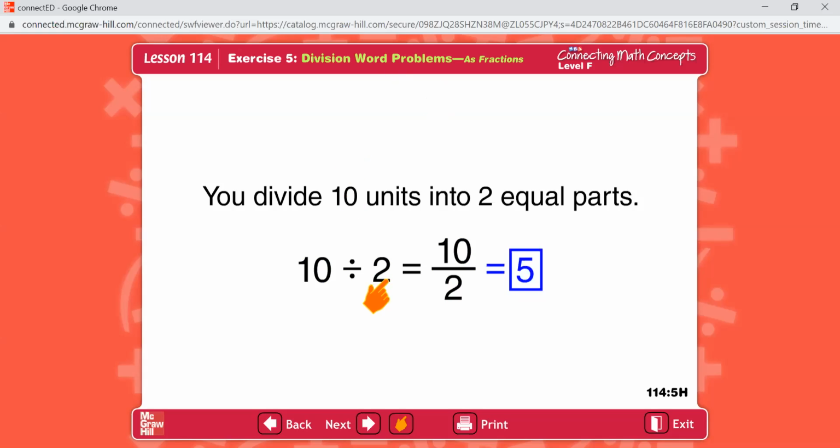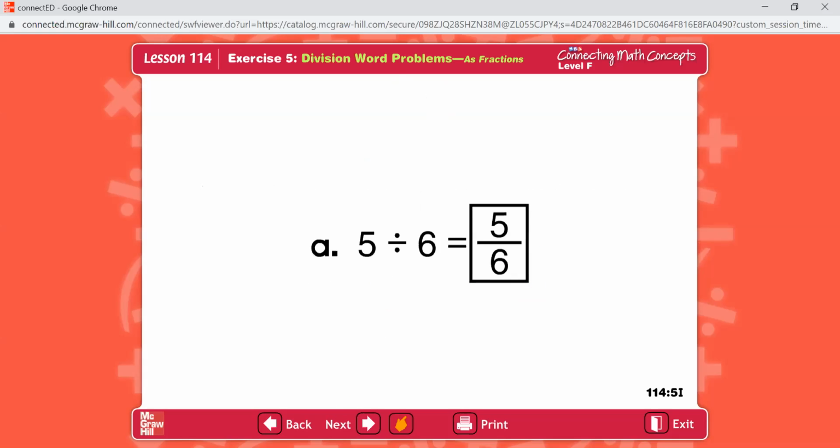Everybody, what's the equation? 5 divided by 6. And what fraction does 5 divided by 6 equal? 5/6. Here's what you should have.